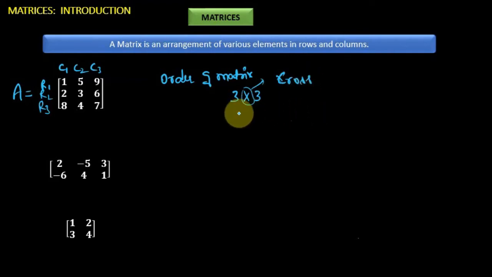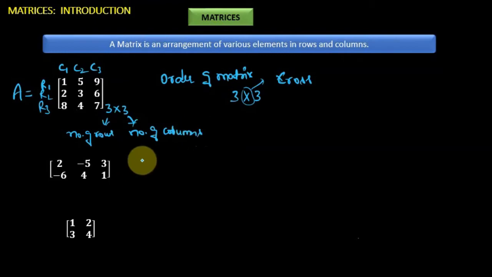So the order of this matrix A is what? 3 cross 3. And where do we write that? In the right side bottom corner, we write 3 cross 3. What does this first 3 represent? It is the number of rows. And the second 3 represents the number of columns.